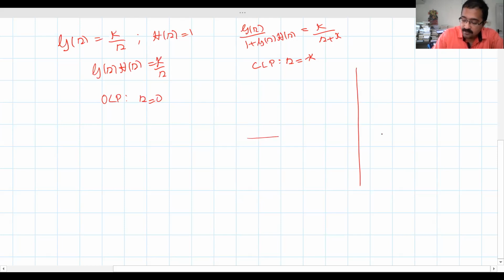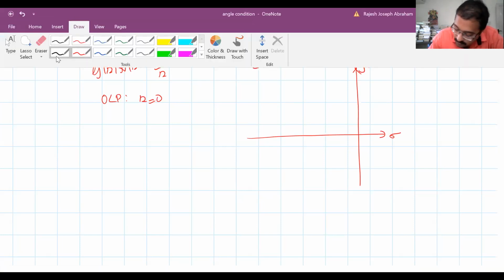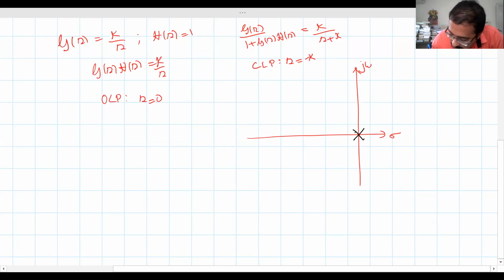It will be along the entire negative real axis. Here is the open loop pole, and this is the root locus. It tends to minus infinity. Root locus starts at open loop poles and ends at open loop zeros.